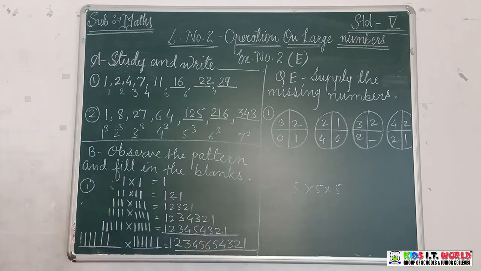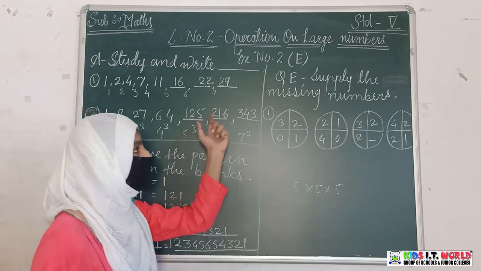In this way you will solve the second and third one. Same process you have to use for the second and third also. Question C and D is same as question 1 or question A. You have to just observe the pattern, study that pattern and complete that table. Now we will see the question E.